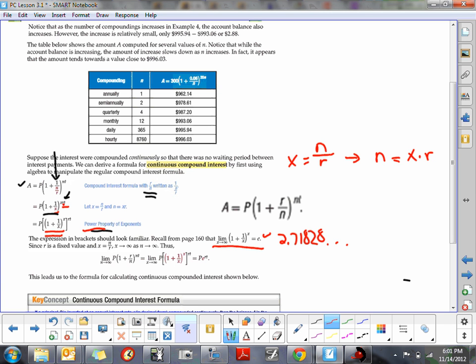Okay, now here's where they start to think a little bit. They say if r is a fixed value. Now remember what r was. R was your interest rate. It's a yearly interest rate. So r is fixed. It can't change. It's going to be stuck down here and it can't move.